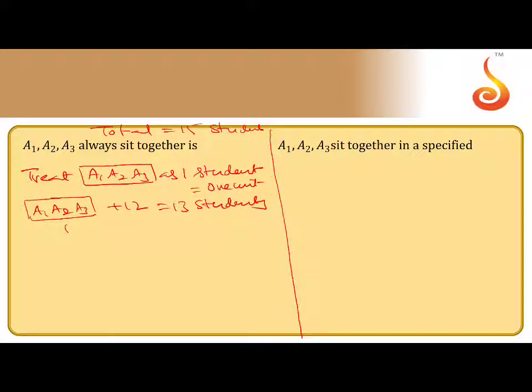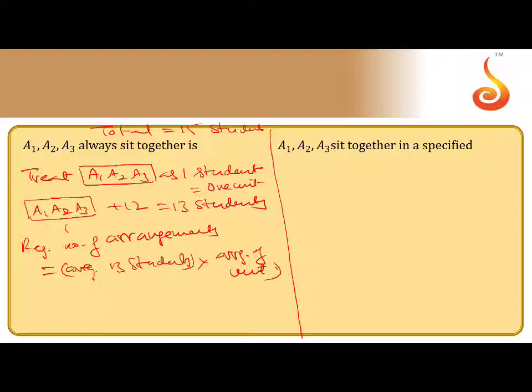13 students. So here, how many ways can we arrange? The required number of arrangements equals the arrangement of 13 students into the arrangement of the particular unit. 13 students can be arranged in 13 factorial ways. The arrangement within the unit, all three being distinct, is 3 factorial ways. That is the first case.